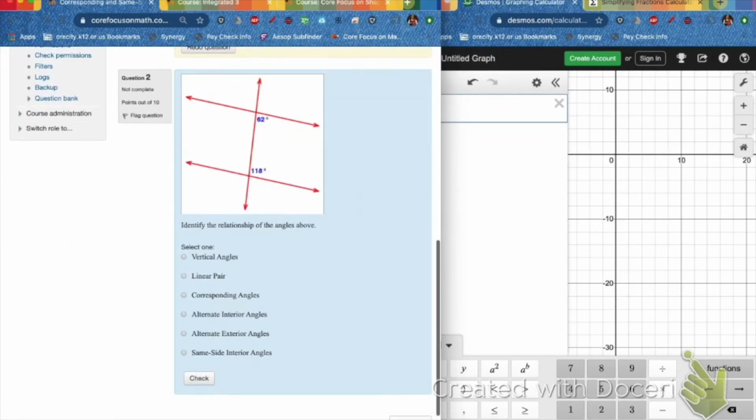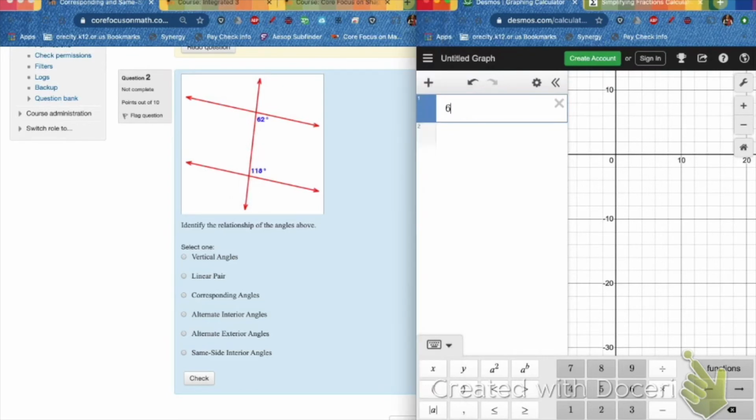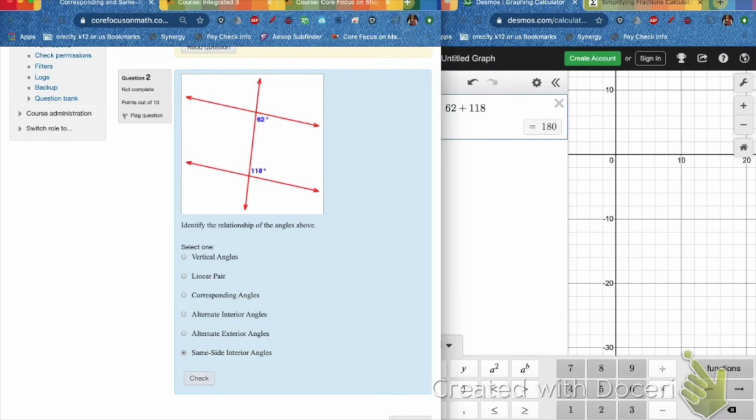Number two, just like we had before with alternate interior and exterior, one was an example of one of them, two is an example of the other one. So you can see these are not congruent. These are the two that add to 180, 62 and 118. I could prove that over here if you don't believe me. Adds to 180, so they're supplementary. They are both on the right side of the transversal, and they are on the interior. So these are same side interior angles.